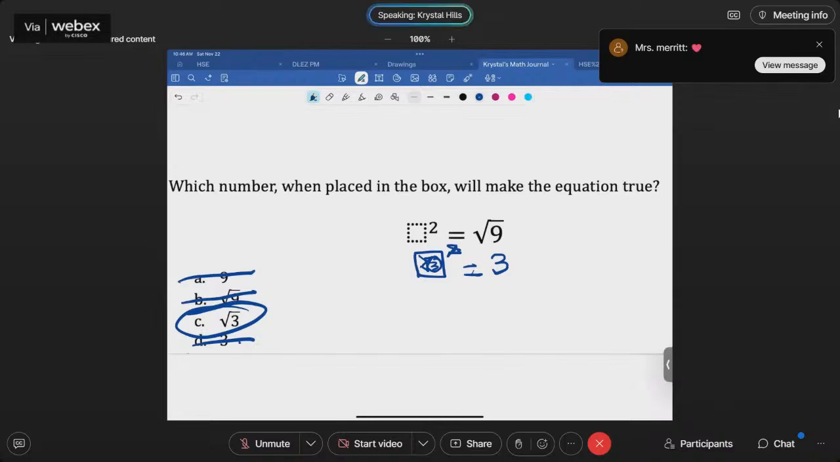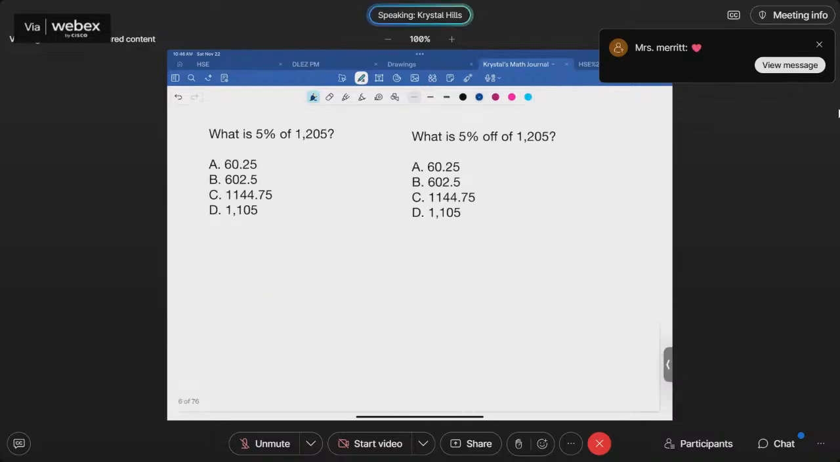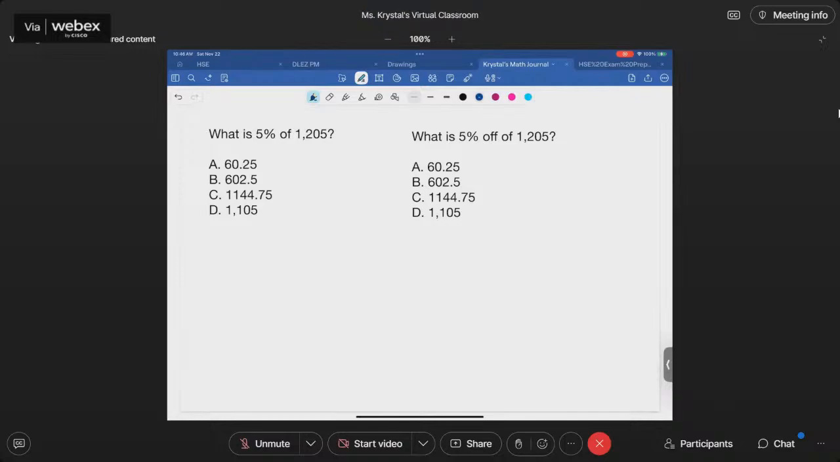All right. Let's talk about percentages. I want y'all to know something. There is a difference when they say, what is 10% of a number? And when your test asks, what is 10% off of a number?